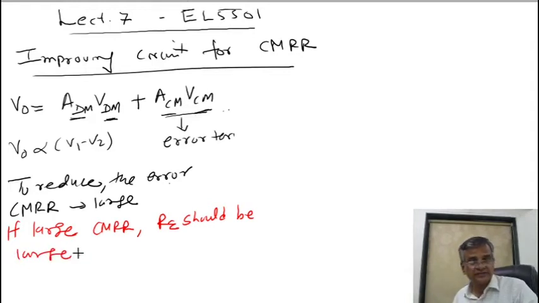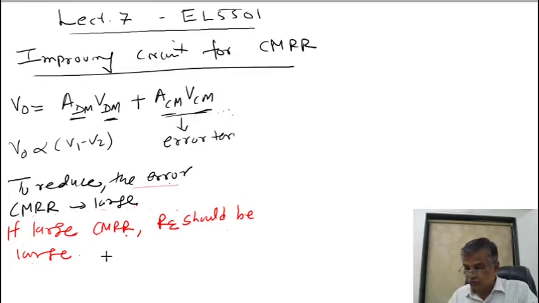Listen again. This is called the error term. We do not want error in the output voltage of the differential amplifier. So to reduce this error, we know that CMRR should be very large. This we have discussed in the last semester with the help of two, three numericals. So to reduce this error, CMRR should be large. Now, if you want large CMRR, then RE should be large.